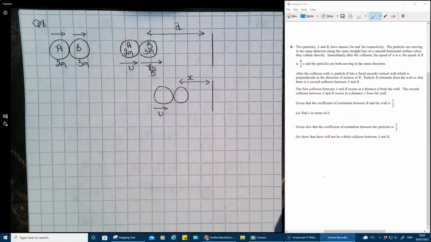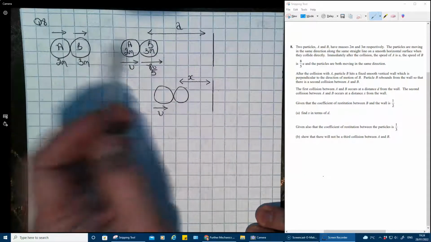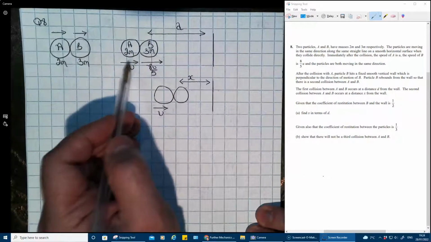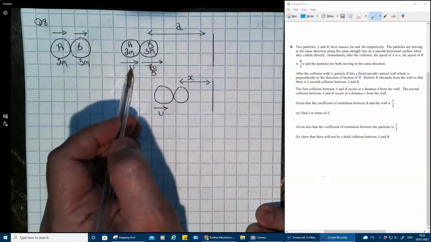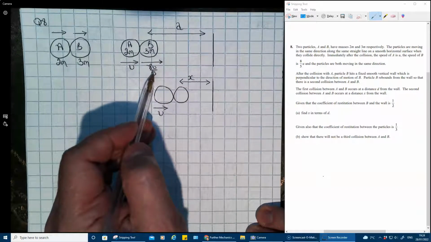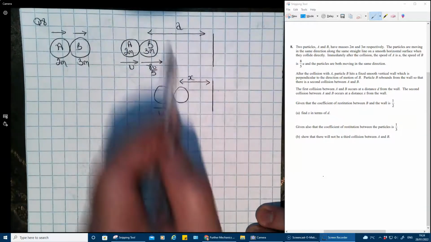Okay, as always, like a diagram. So A and B travel in the same direction. A collides with B. We're then told, after the collision, they're travelling like this. This has velocity u, this has velocity 8u over 5. I've written the masses in. The distance from the wall is d.